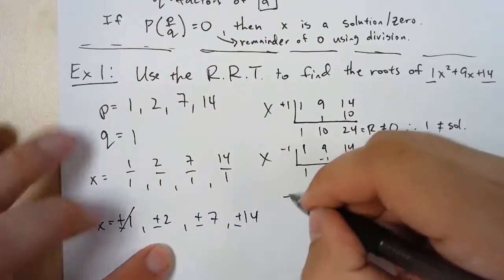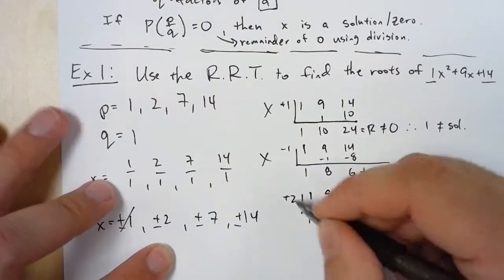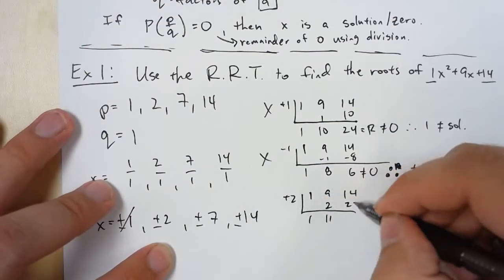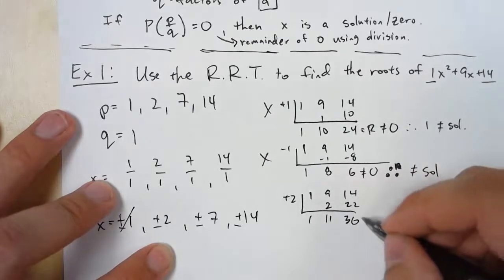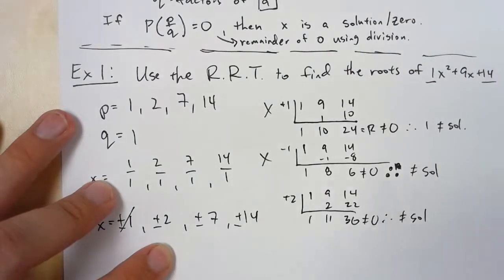Let's try positive 2. 1, 9, 14. 1 times 2 is 2. 9 plus 2 is 11. 11 times 2 is 22, which gives us 36, which is not 0, therefore not a solution.